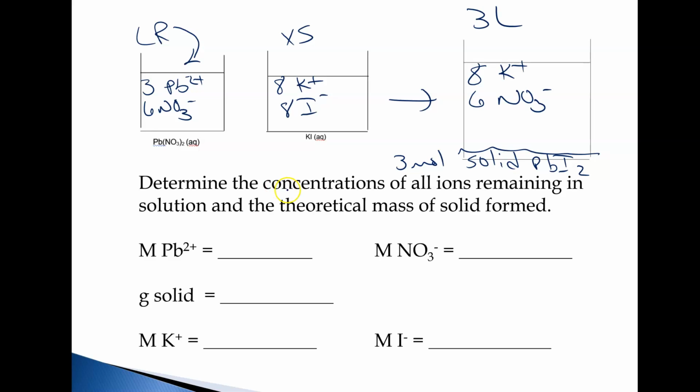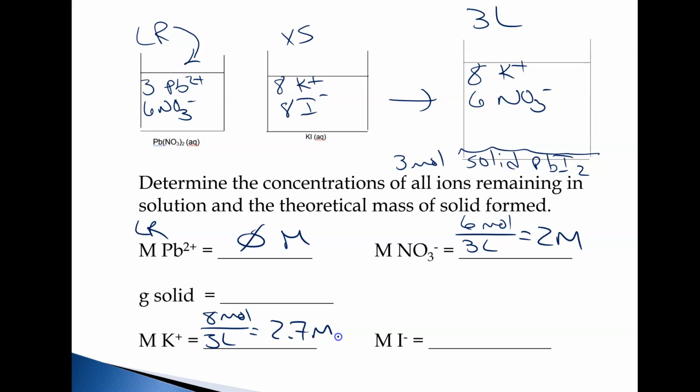Okay, so it says determine the concentration of all ions remaining in solution and the theoretical mass of solid formed. Well, Pb2+ is my limiting reactant. There's none of it. It's gone. 0 molarity. The NO3- didn't really change in terms of its moles. I have 6 moles in 3 liters. It's 2 molarity. The K+ is very similar. I had 8 moles in 3 liters.